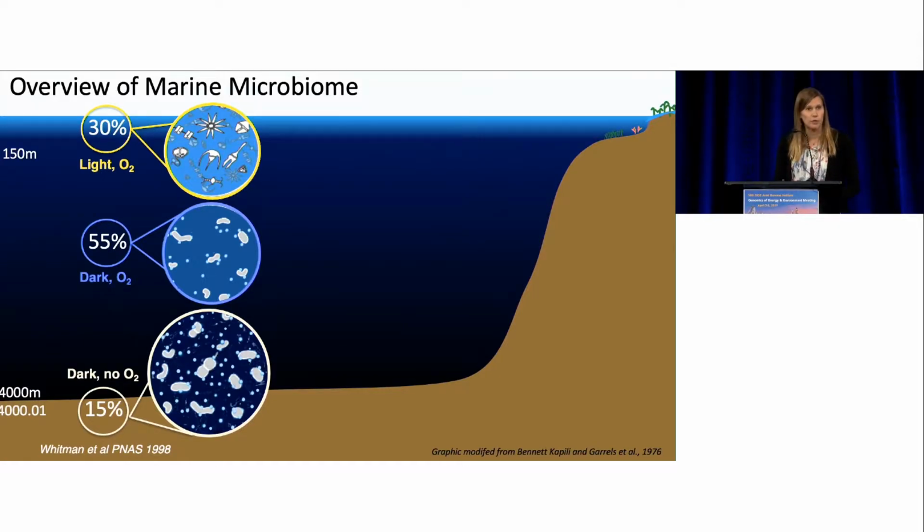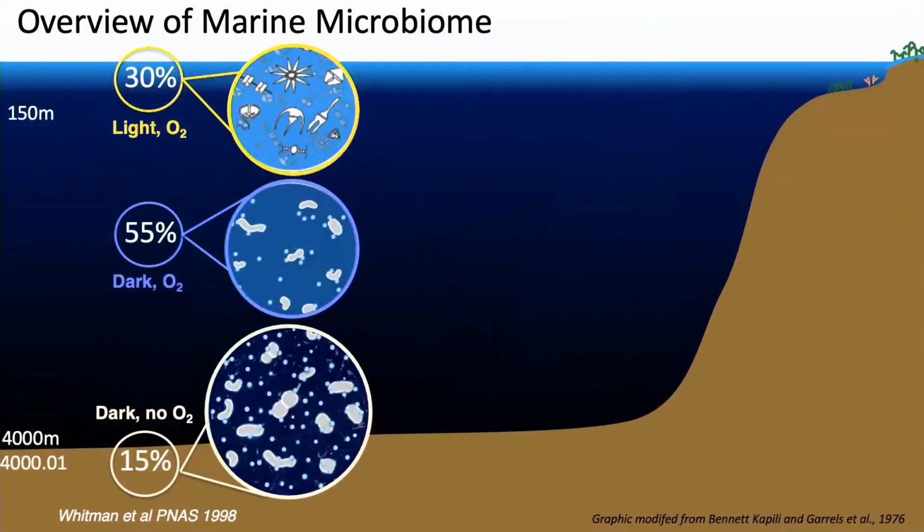I primarily study the marine environment, and for those of you that don't, this is a little bit of an introduction to that system. About 30% of all the microbial cells in the ocean are in the top euphotic zone, where we have a lot of photosynthetic activity. But the majority of cells in the ocean are in the dark middle of the ocean, where you still have oxygen but no light. And 15% of all the cells in the marine environment are in the top 10 centimeters of marine sediments, so you have extremely densely packed cells in marine sediments.